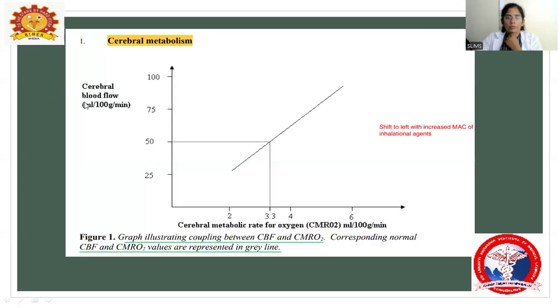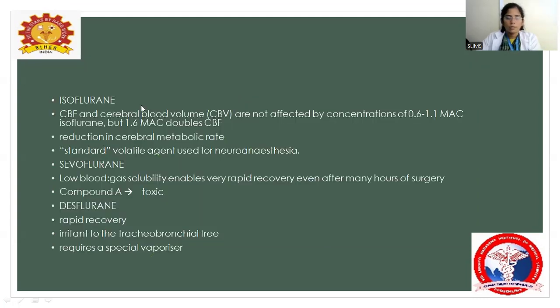So, cerebral blood flow, ml per 100 gram per minute, cerebral metabolic rate of oxygen. As we can see, there is a shift to the left with an increase in MAC of inhalation agents because of uncoupling. So, what about isoflurane? Cerebral blood flow and cerebral blood volume are not affected by concentrations of 0.6 to 1.1 MAC of isoflurane, but 1.6 MAC doubles cerebral blood flow.